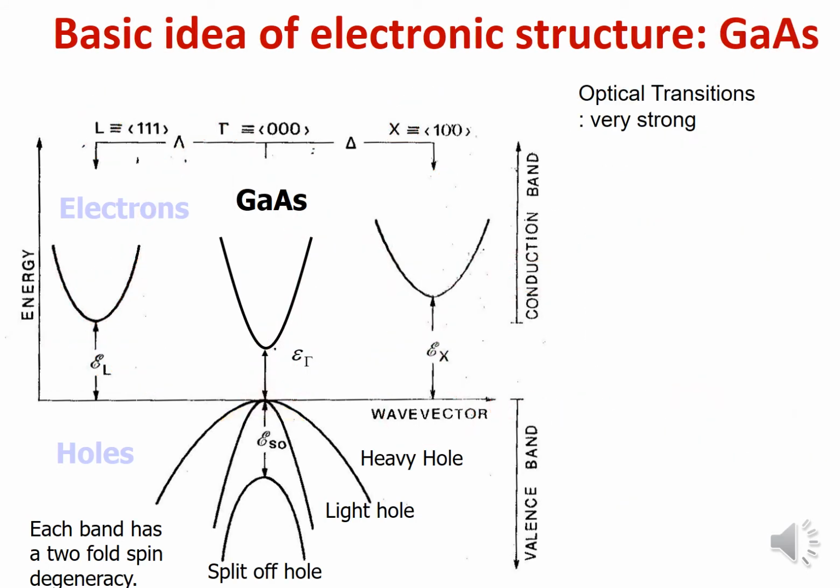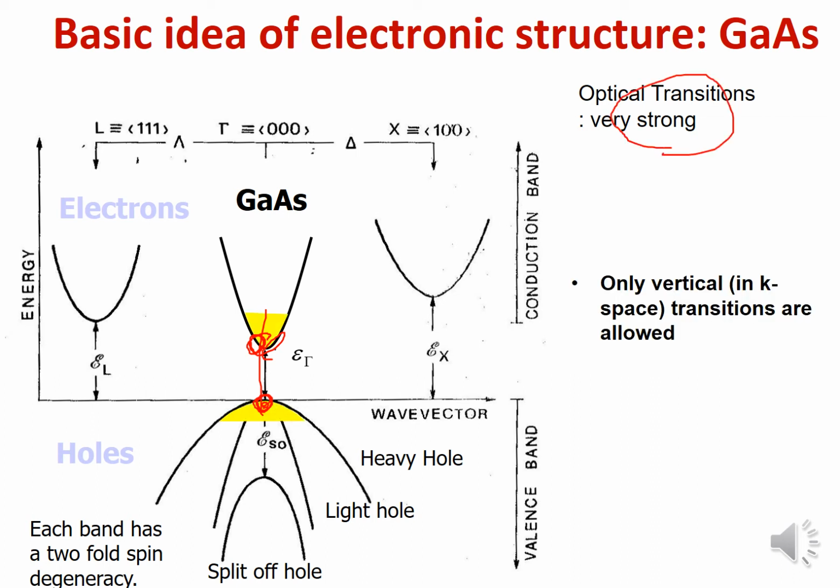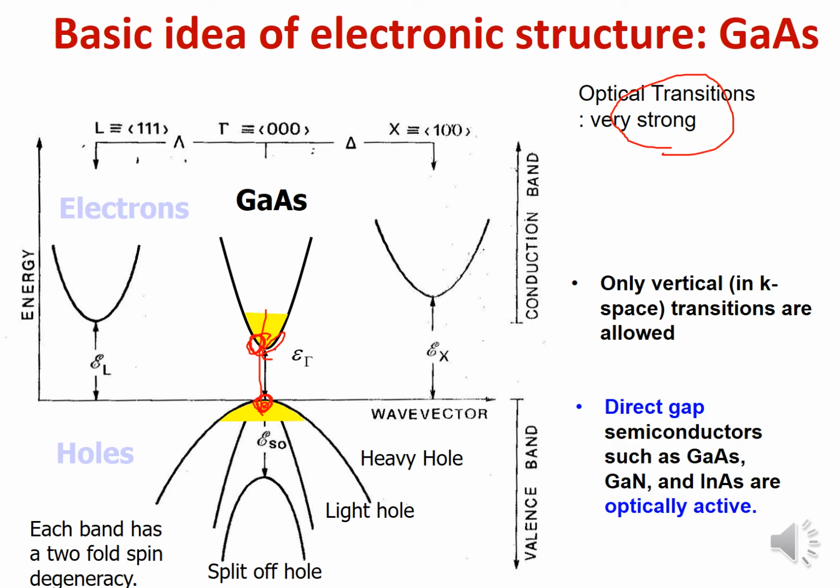On the other hand, in the case of gallium arsenide, if we draw down the band structures, the lowest point here for the electrons and the lowest point here for the holes match at the same K point. It is called a direct band gap. Optical transition is now very strong. It is a direct band gap material. Gallium arsenide, gallium nitride, indium arsenide, they are all direct gap materials. They are optically active.